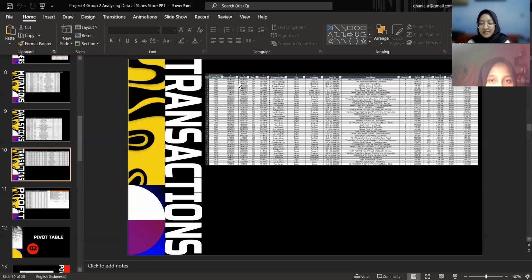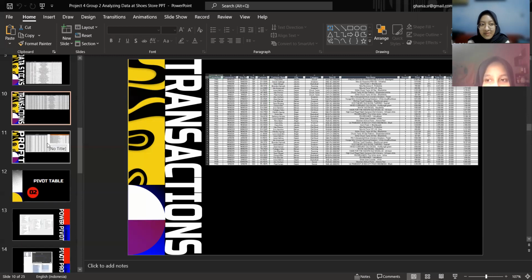Next is transaction. We have transaction ID, transaction date, ship date, ship ID, customer name, categories, item ID, item name, quantity, price, discount, total price, shipping charge, and total expense per item. In this table, we use VLOOKUP and IF. IF is a logical function to test and return a value if it's true or false.